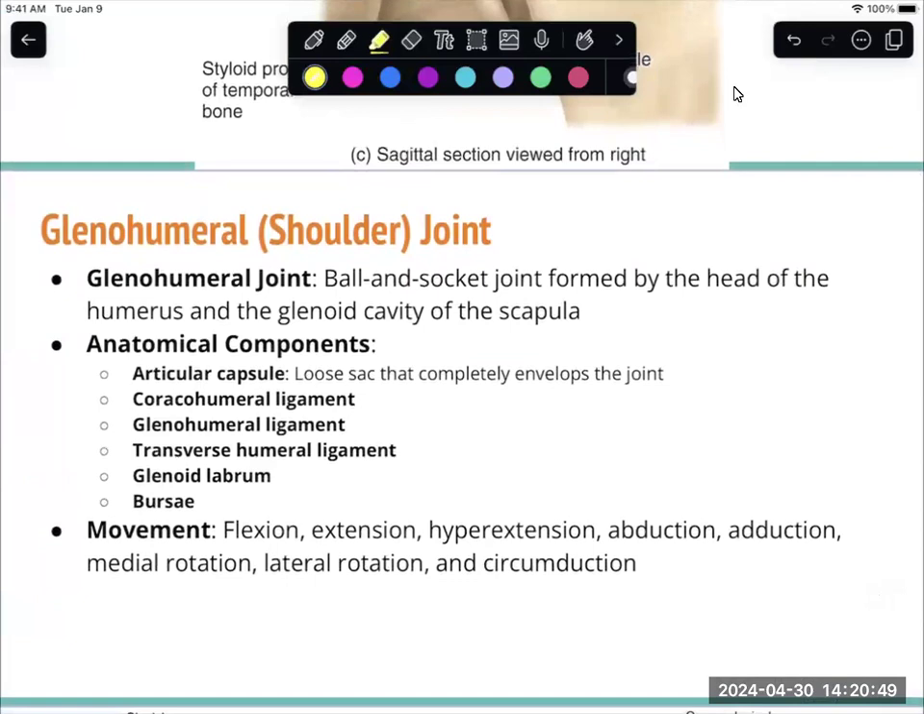So let's go to that shoulder joint. This is one that you need to know. The shoulder joint is known as the glenohumeral joint because it's between that glenoid fossa and that head of the humerus, the glenohumeral. The two ligaments that you need to know are named for where they start and where they end. So we've got the acromioclavicular, which is not technically listed here.